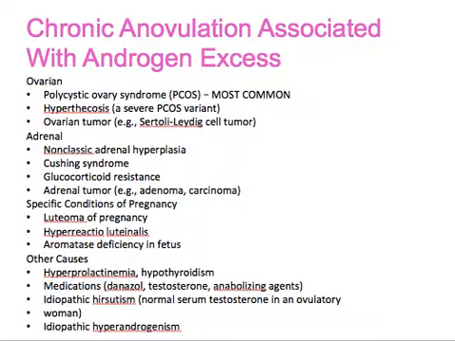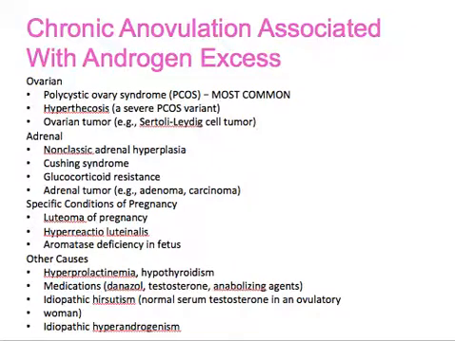If the chronic anovulation is caused by androgen excess, then the most common will be your polycystic ovarian syndrome. Very common, your PCOS, and your PCOS is associated with elevated testosterone or androgen secretion. A variant of PCOS would be your hypertrichosis, ovarian tumors. Other causes of androgen excess would be adrenal origin such as your non-classical adrenal hyperplasia, Cushing's, etc. So on and so forth.